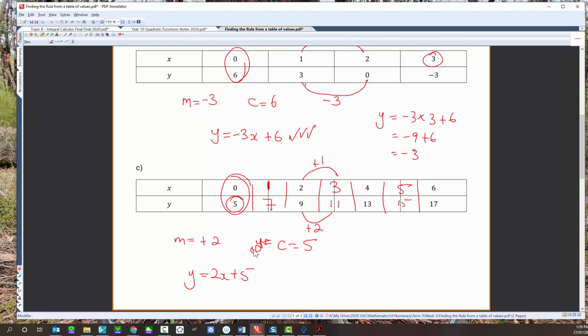And make sure you test it. Let's test it on the very final one here. y equals 2 times 6 plus 5. The answer should be 17. Let's see what happens. 2 times 6 is 12. 12 plus 5 is 17. It seems to suggest when x is 6, y is 17, and that certainly matches with the table of values. Again, I'm very confident I'm right.